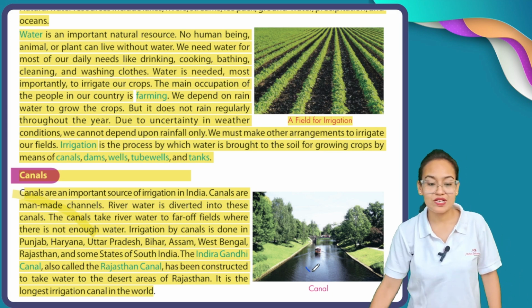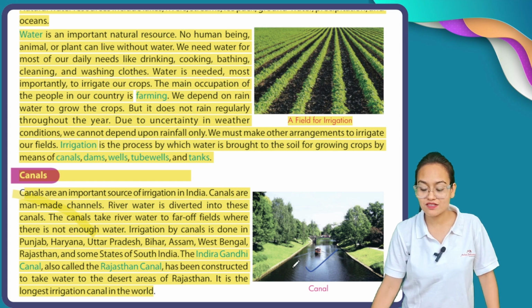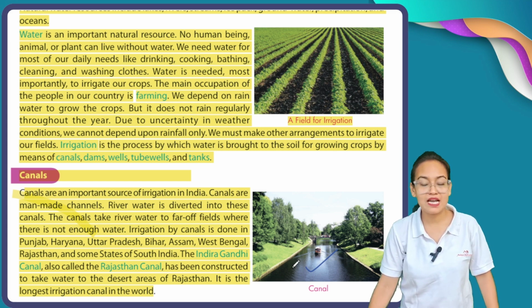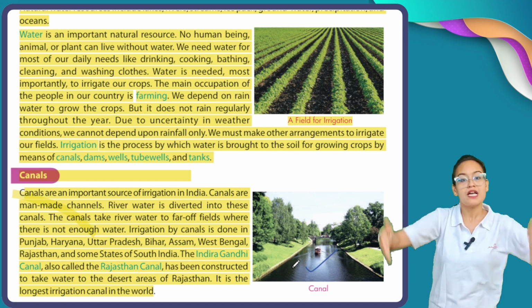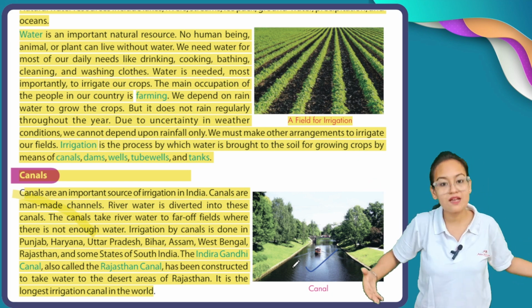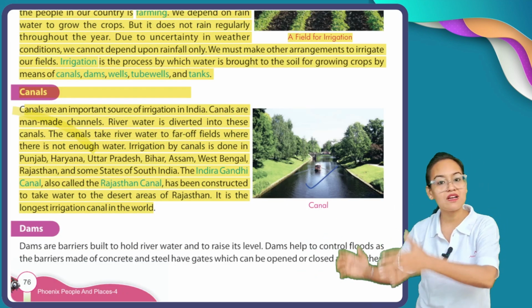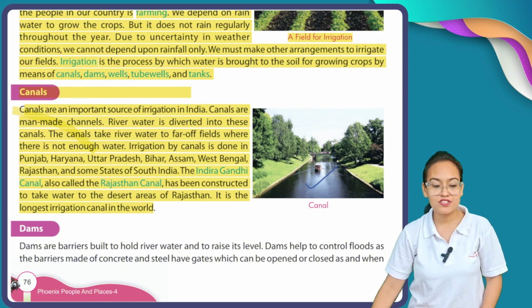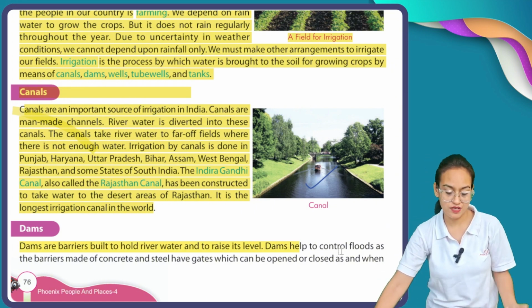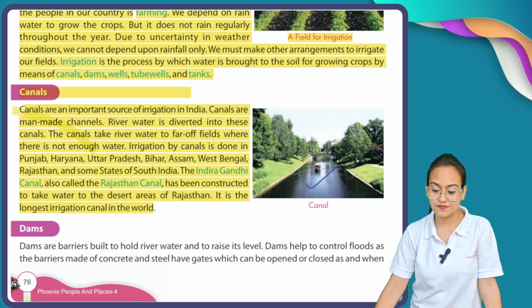So you can see here, my dear students, this is the shape of a canal. A canal is a stream of water in which river water is brought to our cropping fields. Now after canals we have another source of irrigation, that is dams.